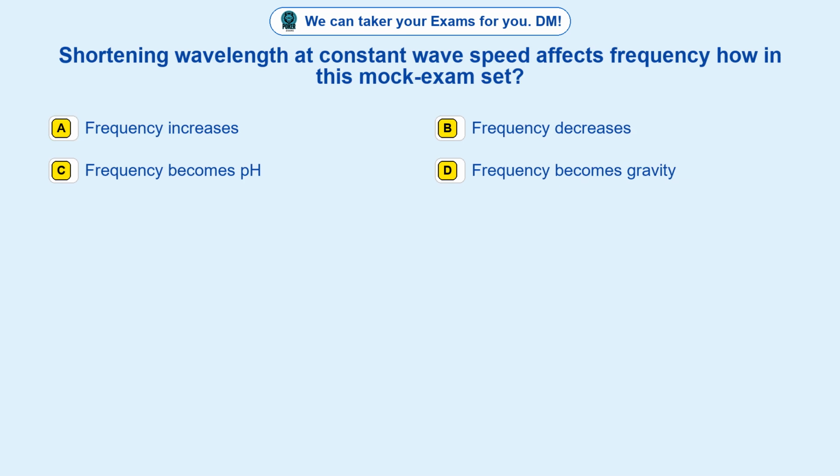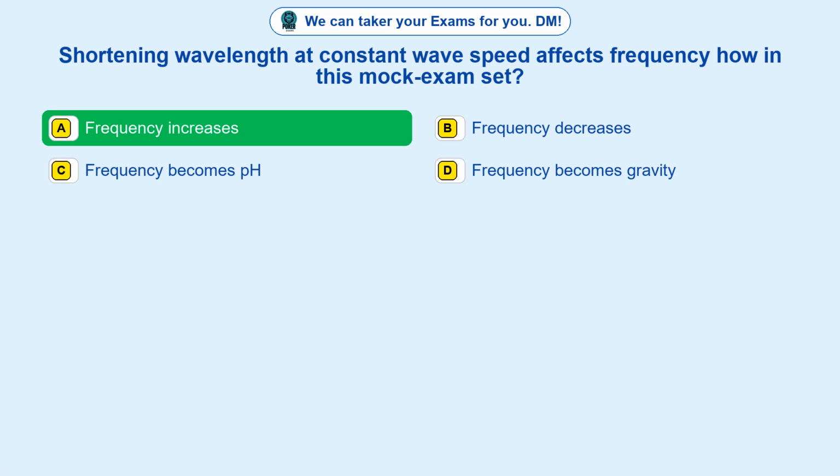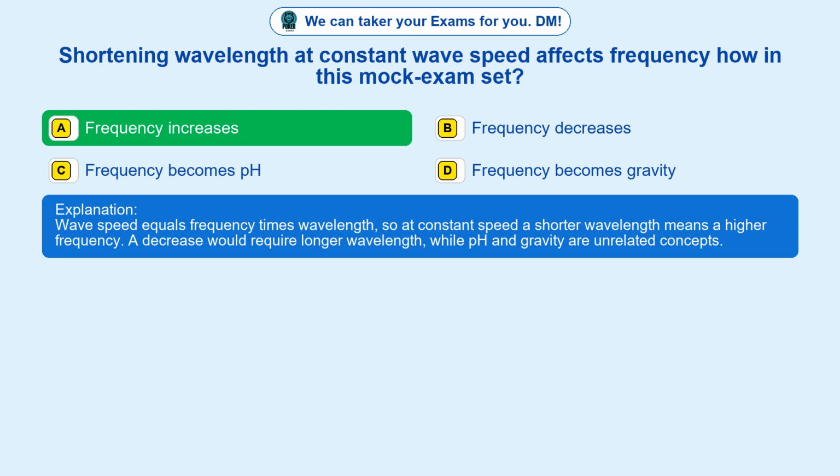Question 68. Shortening wavelength at constant wave speed affects frequency how in this mock exam set? Option A, frequency increases. Option B, frequency decreases. Option C, frequency becomes pH. Option D, frequency becomes gravity. The correct answer is option A. Frequency increases. Wave speed equals frequency times wavelength, so at constant speed a shorter wavelength means a higher frequency. A decrease would require longer wavelength, while pH and gravity are unrelated concepts.